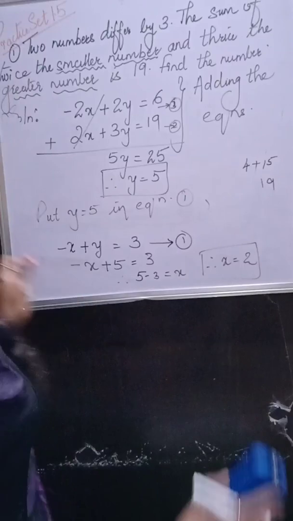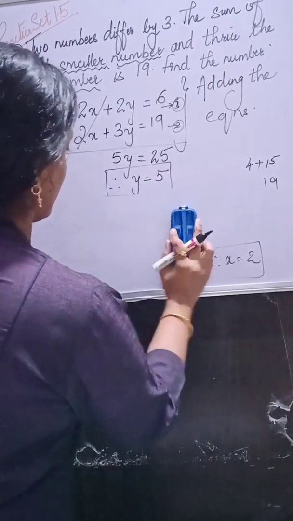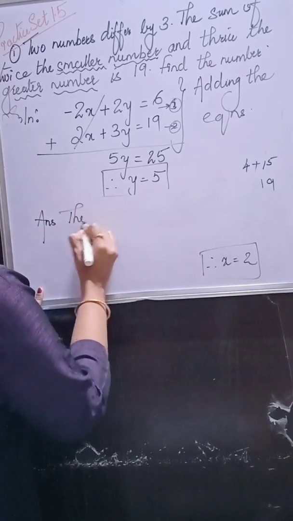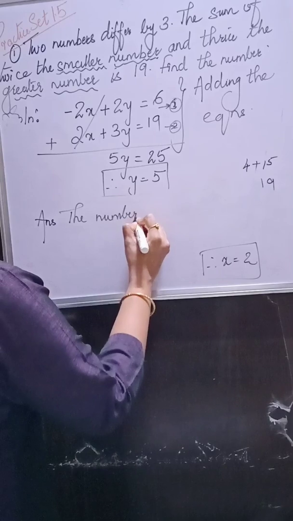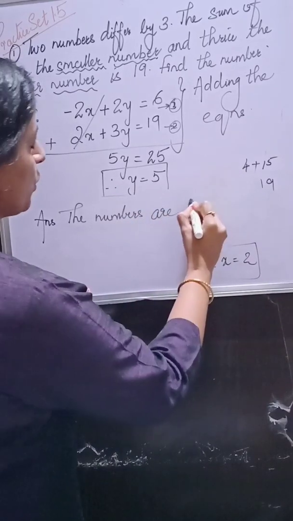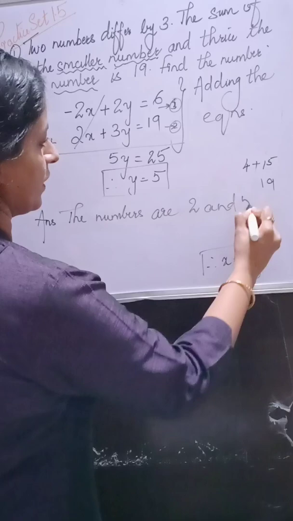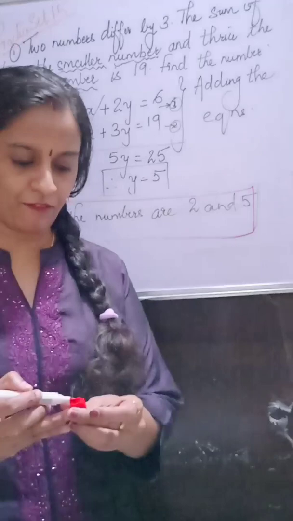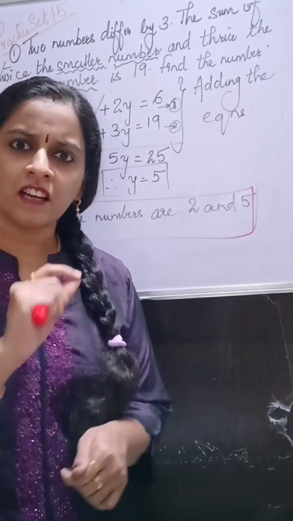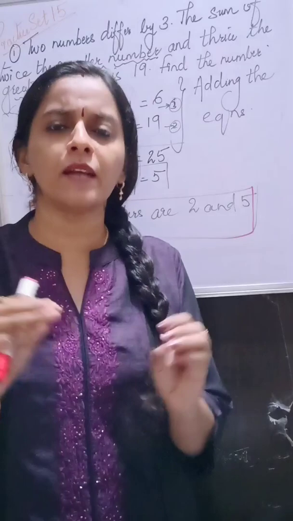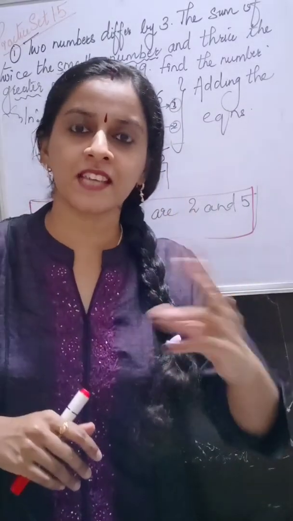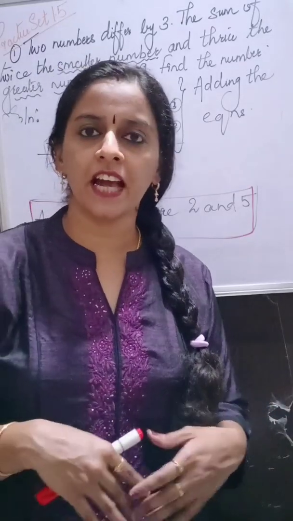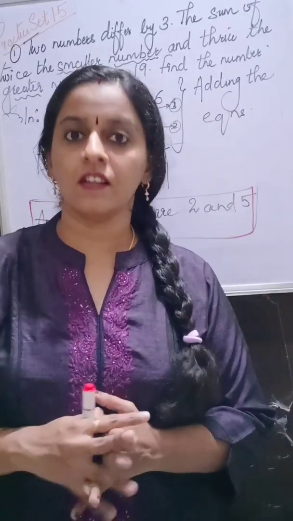Now let us write down the final step. Answer. The numbers are 2 and 5. So we have the final answer: the numbers are 2 and 5. Hope you found it very easy. Read the question. You have full liberty to take two variables x and y, to be on the safer side. It's simple. So we will take x and y and solve the equation, and get the answer.